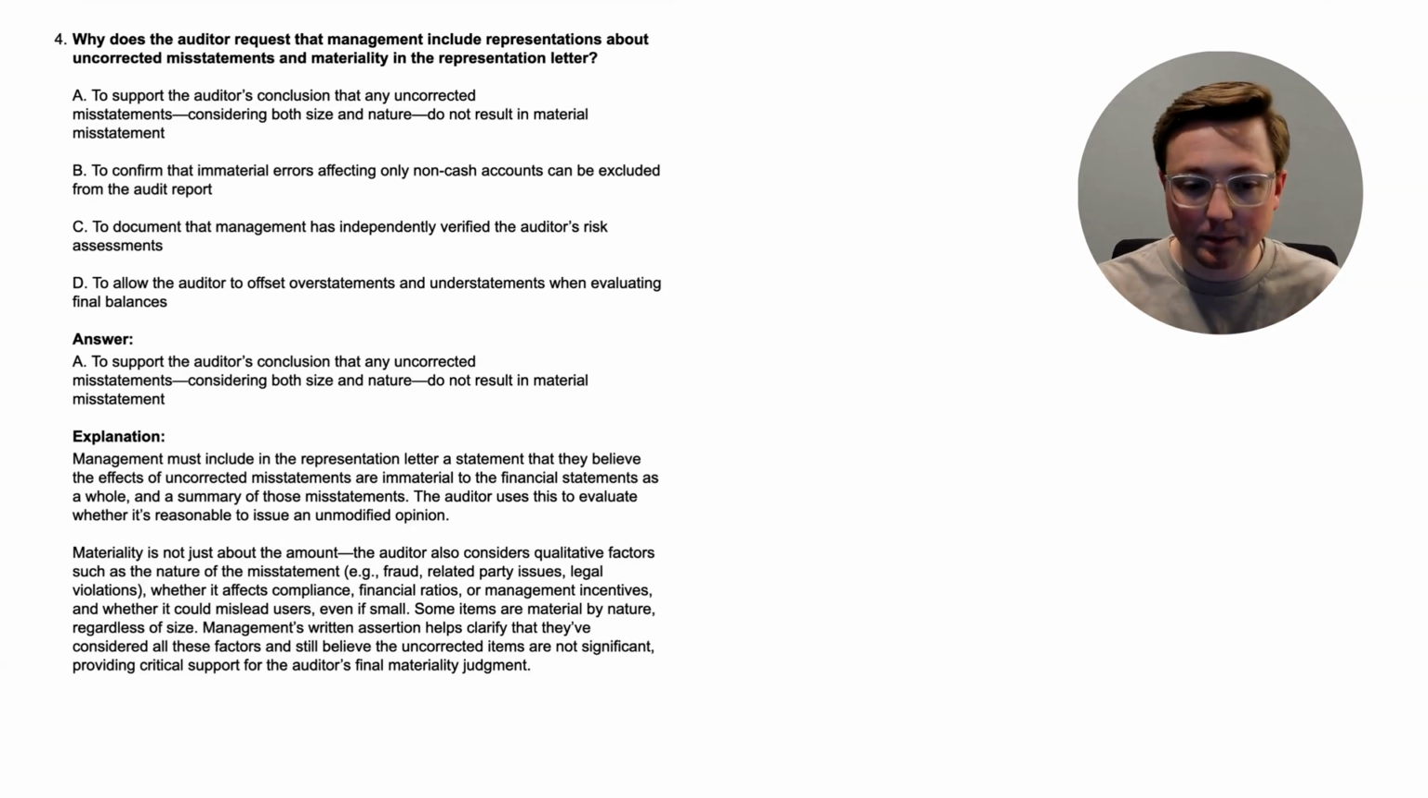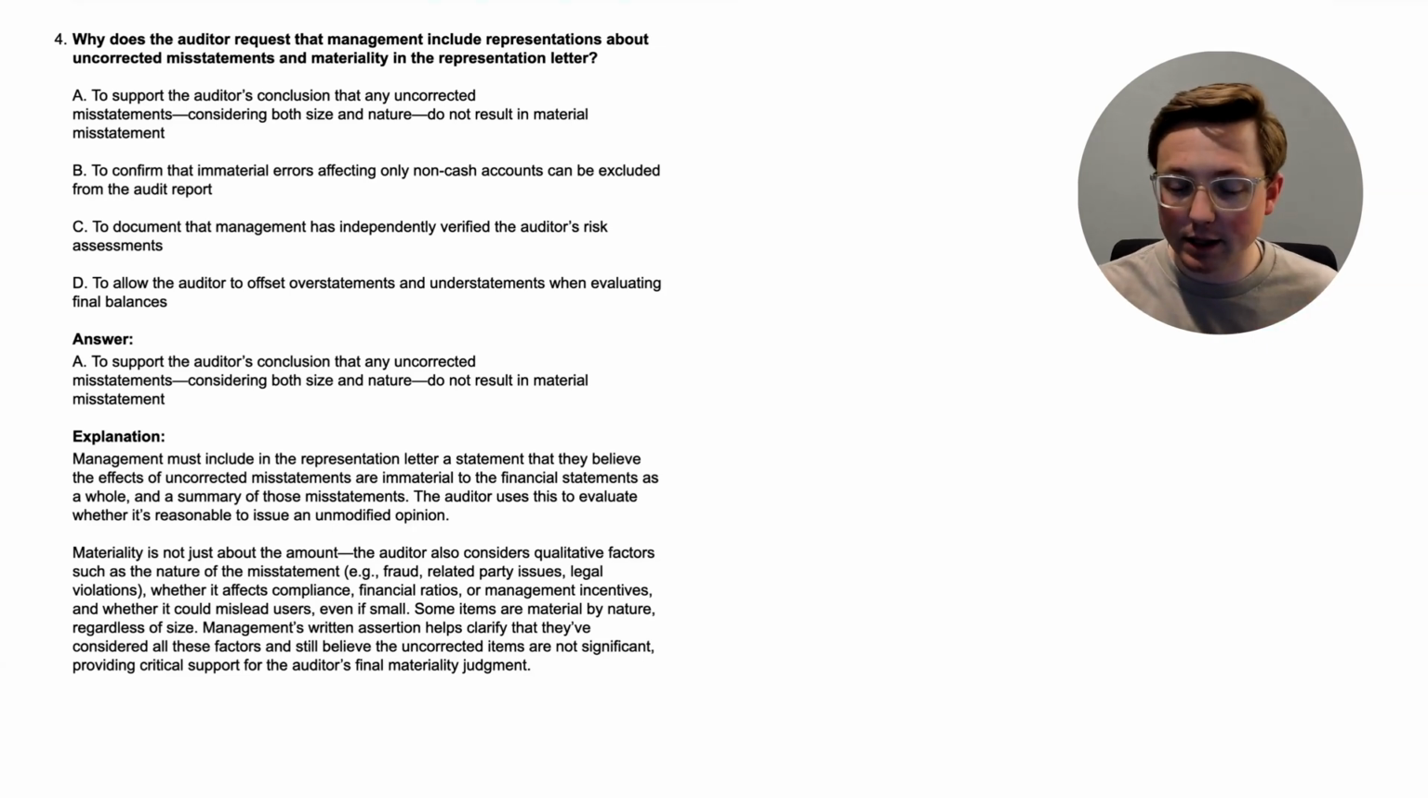Let's go through the explanation. Management must include in the representation letter a statement that they believe the effects of uncorrected misstatements are immaterial to the financial statements as a whole, and a summary of those misstatements. The auditor uses this to evaluate whether it is reasonable to issue an unmodified opinion. Materiality is not just about the amount, and we talked about this in the previous video. The auditor also considers qualitative factors such as the nature of the misstatement, such as is it fraud or related party issues or legal violations, and they also consider whether it affects compliance, financial ratios, or management incentives, and whether it could mislead users even if small.